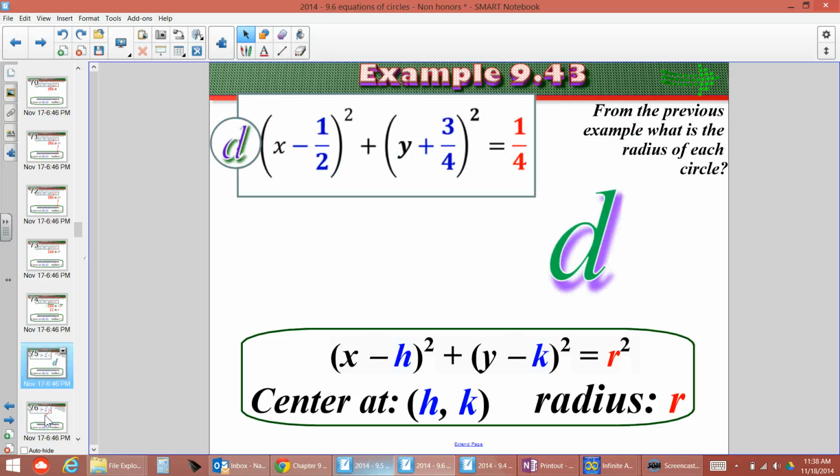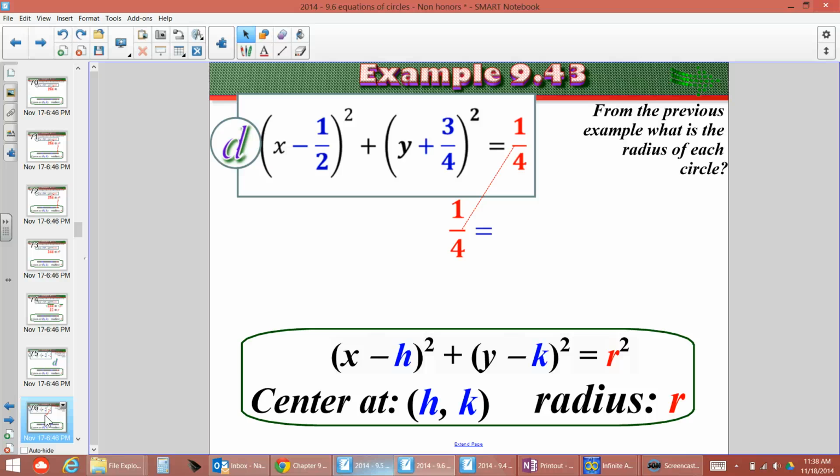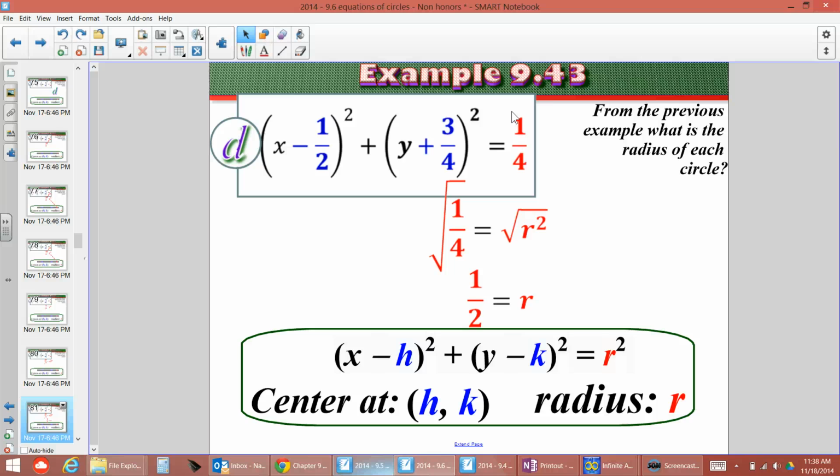Oh, okay, fractions. I know people hate fractions. I'm going to square root the 1/4. Square root of 1/4 is 1/2. You square root the bottom, you break it apart, you get the square root of 1 over the square root of 4, which is 1/2.